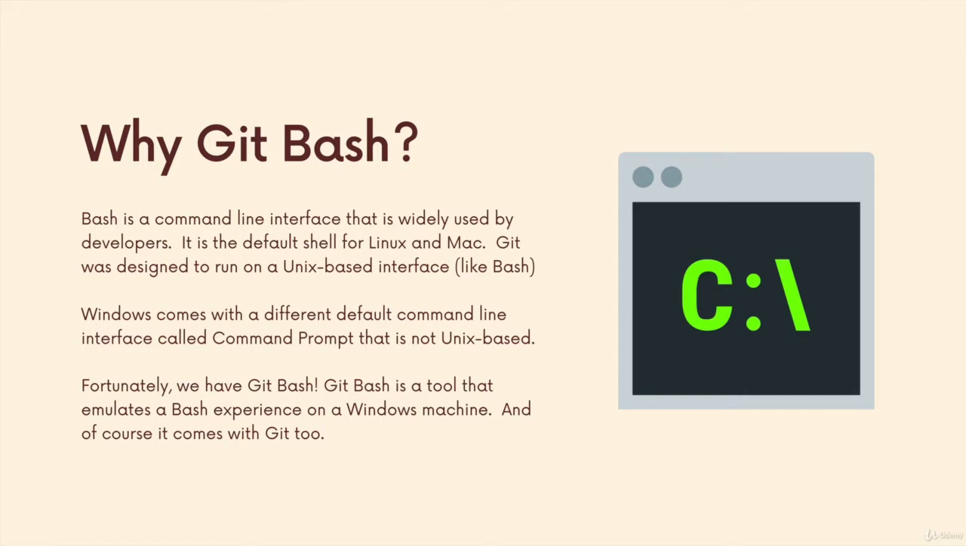You don't need to know what it is. It just causes an issue here. Git wants to run with a Unix-based interface. And there's this shell, this thing called bash, that is the default shell for Linux machines and for Macs, so it's a lot easier on those machines. We don't have to jump through any hoops.